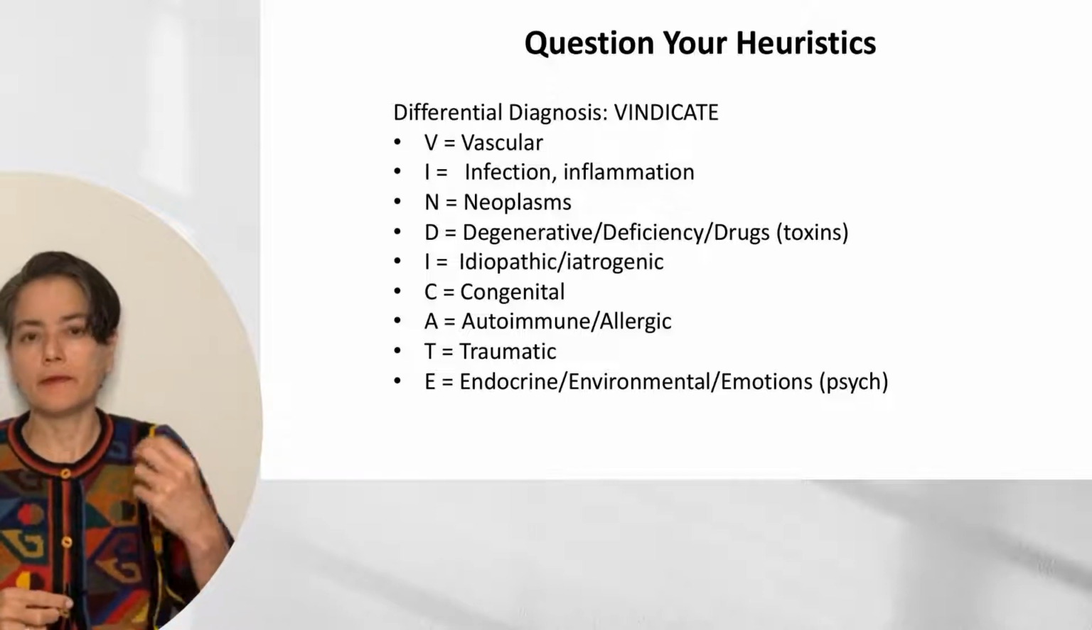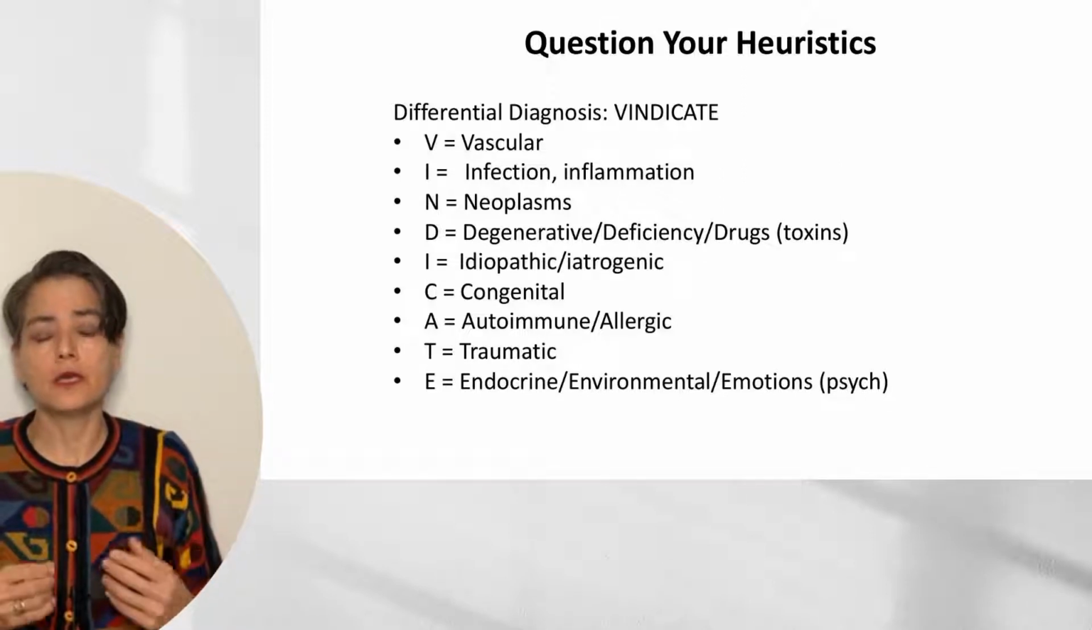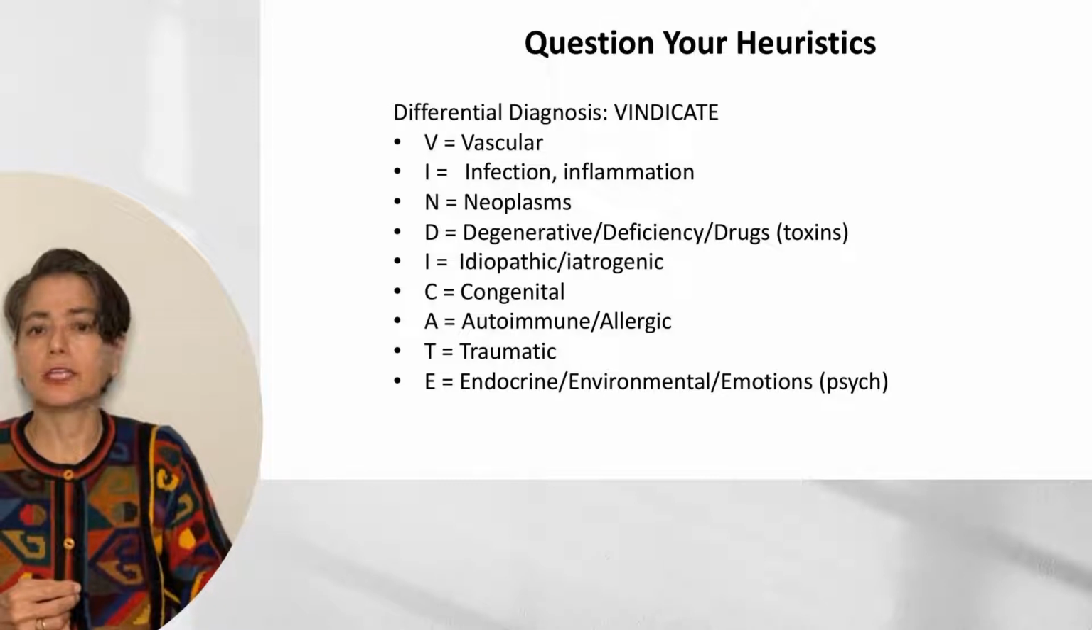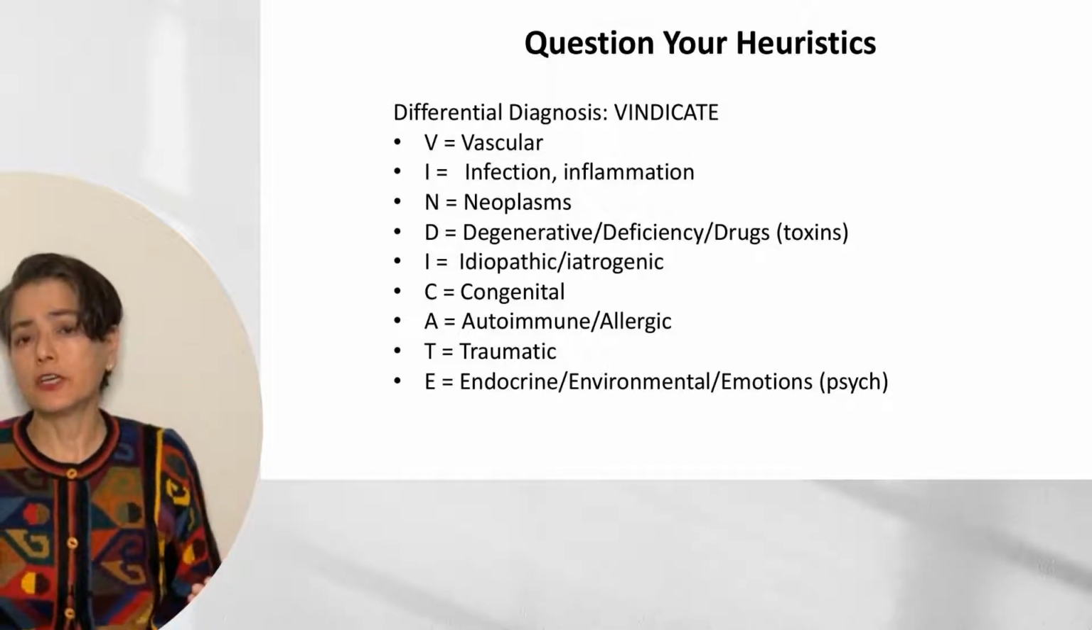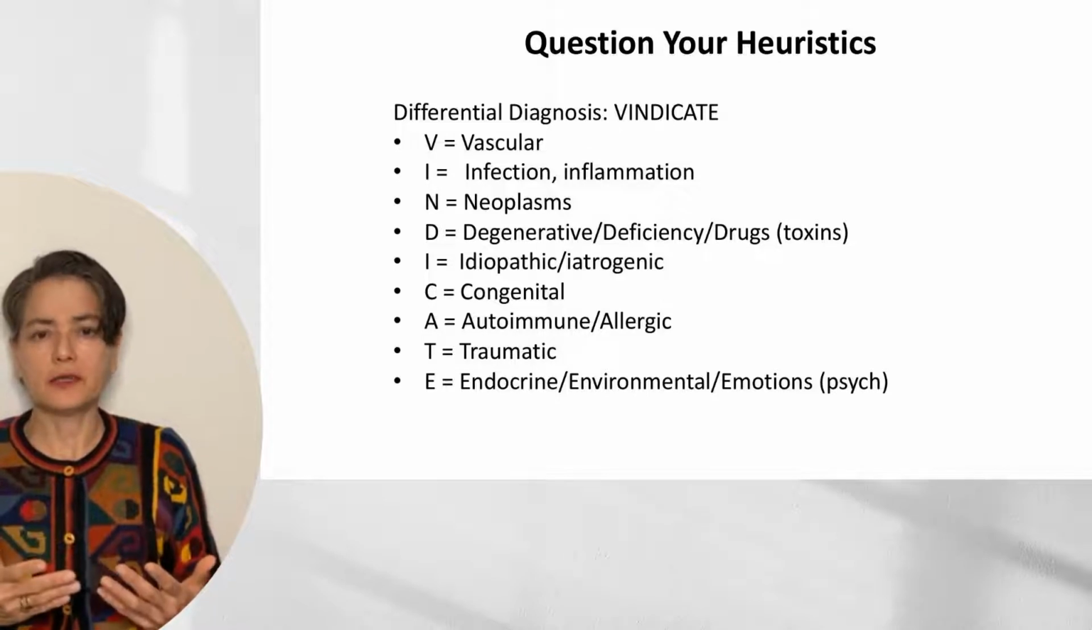So begin thinking vascular. Could this be pulmonary embolism? Infectious? Could this be some sort of bacterial pneumonia? Inflammation? Could this be an autoimmune disease? So we teach our medical students to think about things systematically.